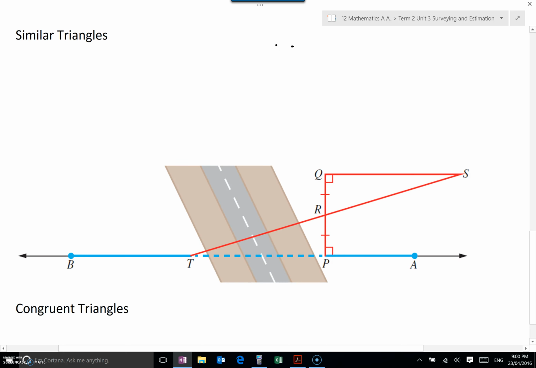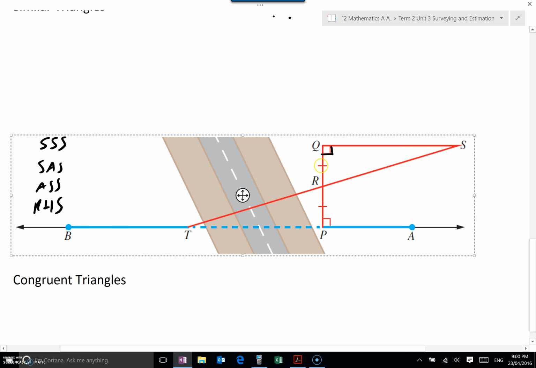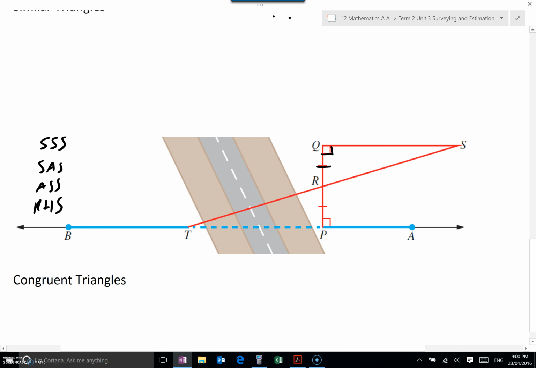Final method is using similar triangles. Sorry, correction. Congruent triangles. Congruent triangles are triangles that are exactly the same. Remember all those rules from year 8? SSS, SAS, ASS, RHS. All of these will come in handy to find congruent triangles. In this case, I know I've got a right angle which is the same. I know that a side is the same, and I know that these hypotenuses are going to be equal as well.